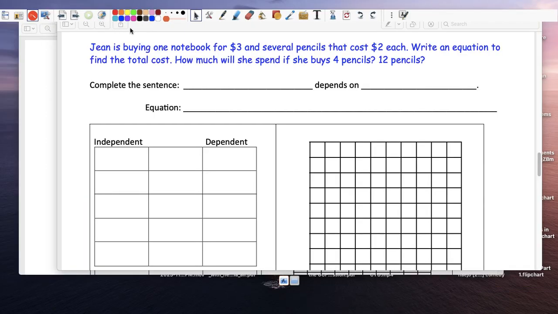Should be pretty fast. Jen's buying one notebook for $3 and several pencils that we don't know the quantity of, for $2 each. Write an equation to find the total cost. How much will she spend if she buys 4 pencils?